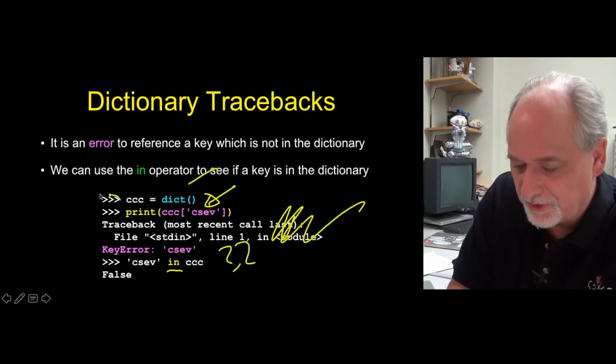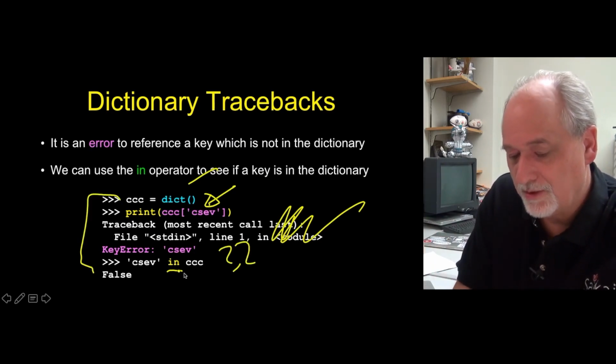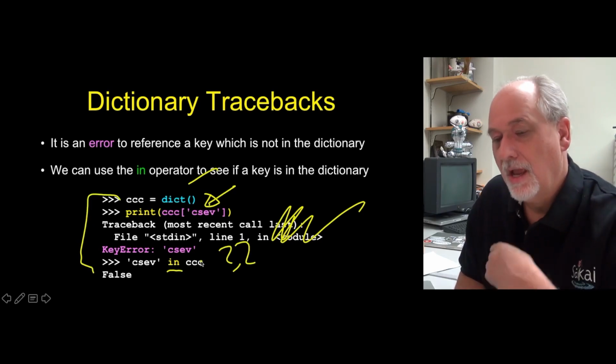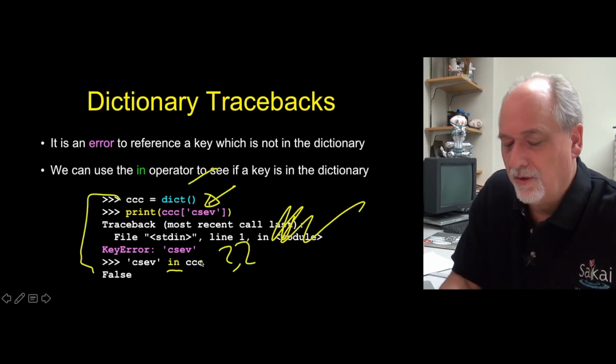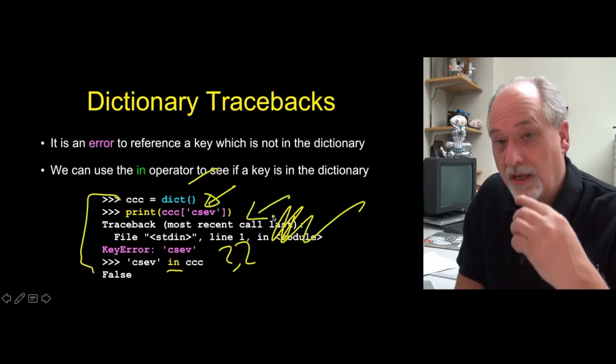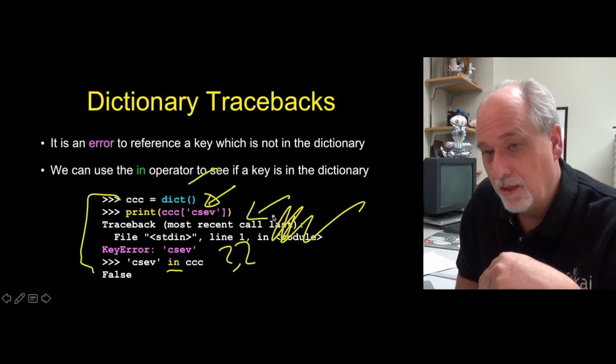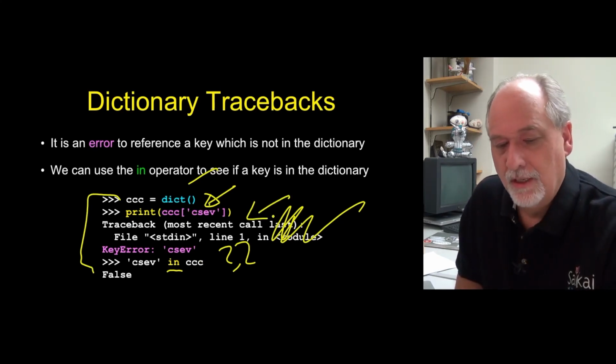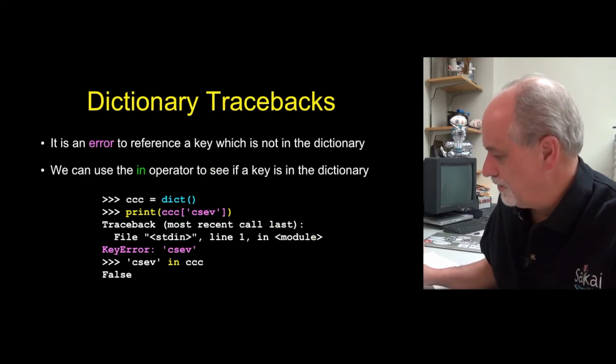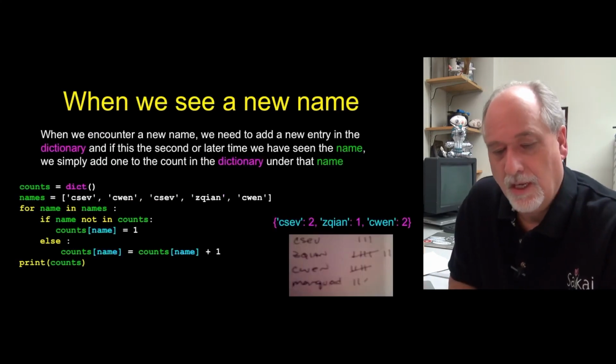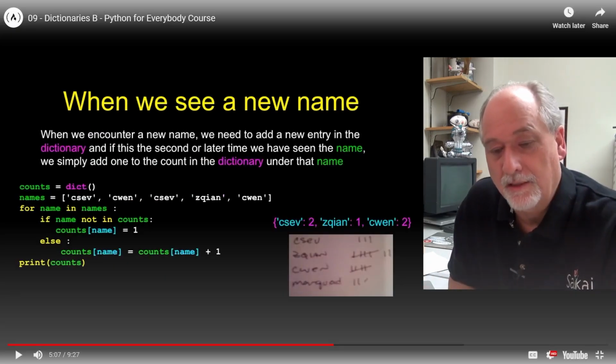Well, this is this empty one, and so, no, it is not. C7 is not in CCC. And so using this in operator, we can avoid the traceback. We can say, if it's not there, put it in. If it is there, add 1 to it. And that leads us to this bit of code. Okay.